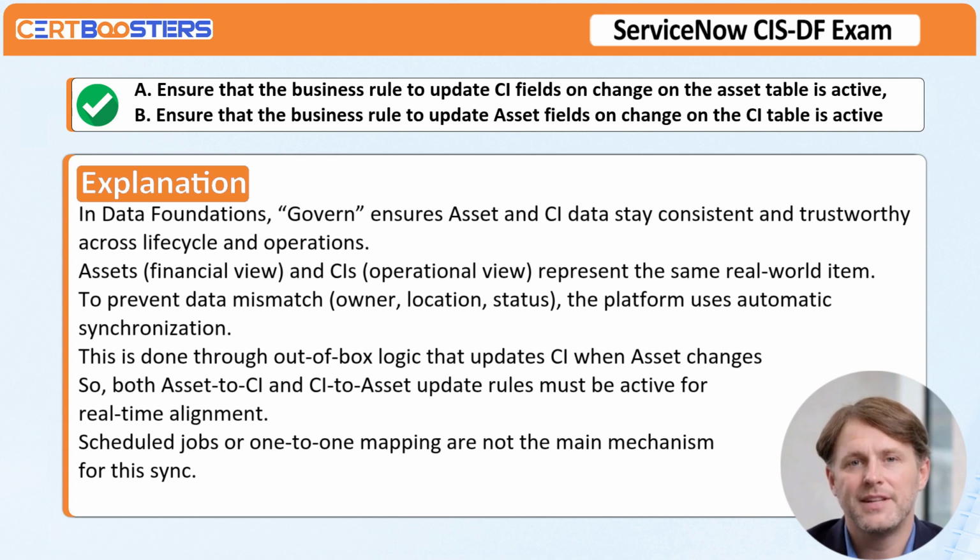Explanation: in Data Foundations, govern ensures asset and CI data stay consistent and trustworthy across lifecycle and operations. Assets, financial view, and CIs, operational view, represent the same real-world item. To prevent data mismatch, owner, location, status, the platform uses automatic synchronization. This is done through out-of-box logic that updates CI when asset changes and vice versa. So, both asset to CI and CI to asset update rules must be active for real-time alignment. Scheduled jobs or one-to-one mapping are not the main mechanism for this sync.